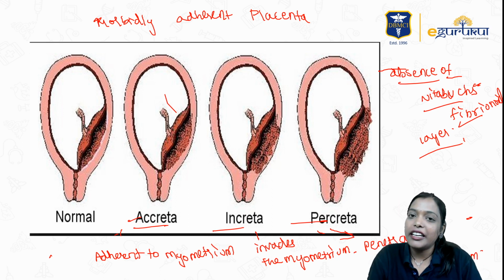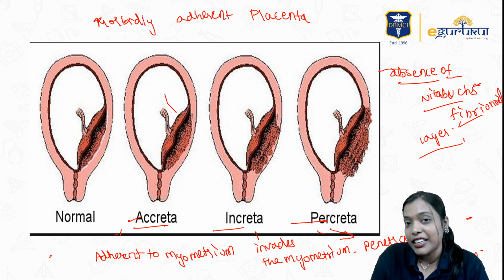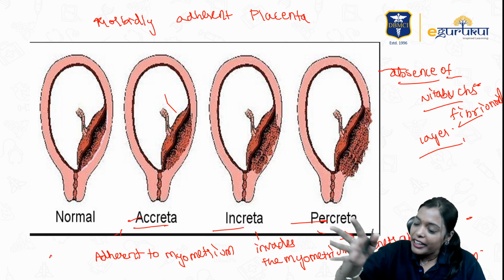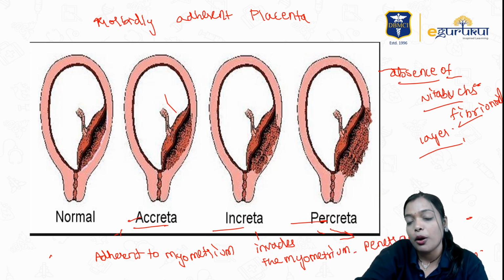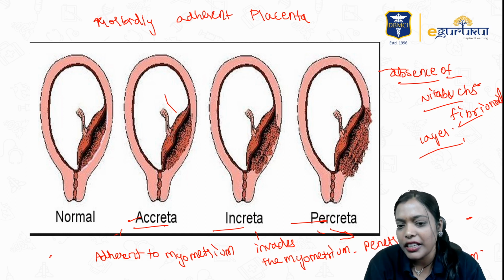So A for accreta, A for adherent, just adherent. I for increta, I for invades. P for percreta, P for penetrates and goes to the perimetrium. That's the outermost layer. I just showed you the image for a quick recap.